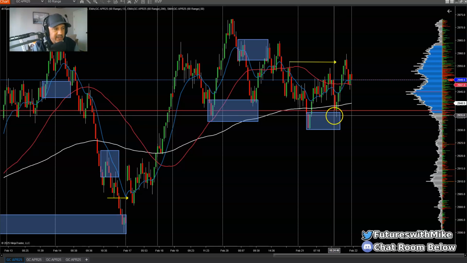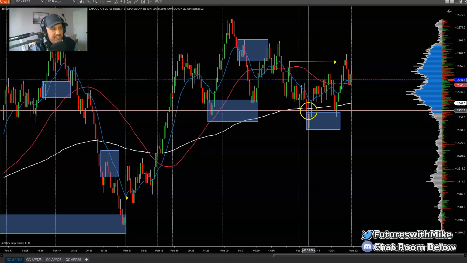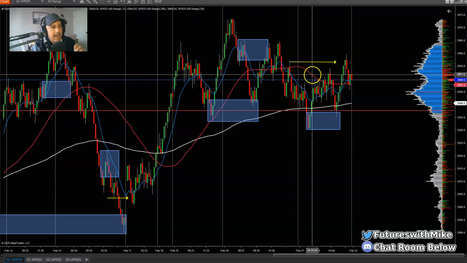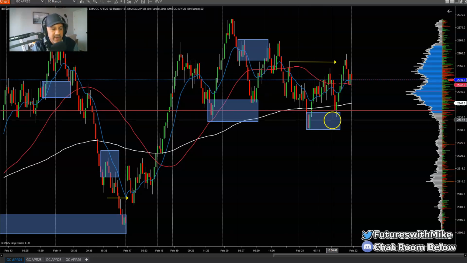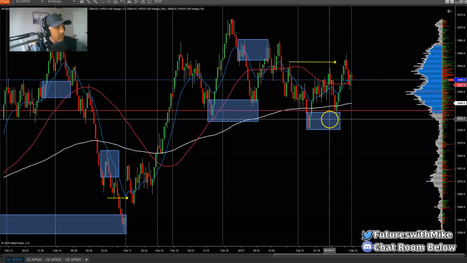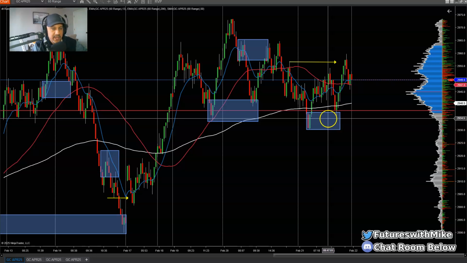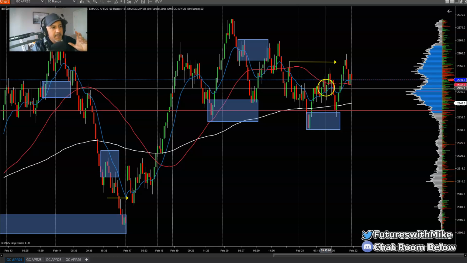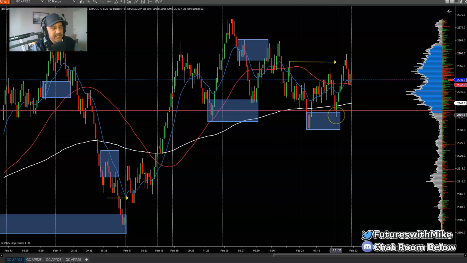We find it. If we get a high probability demand zone off the 60 range chart, like this one, I'm going to move down to my 12 range. If I said 24 range, I'm sorry, guys. On gold futures, I trade the 60 and the 12. Anyways, pulling back to this area on the 60 range, I move down to the 12 range chart, and I'll look for an opportunity to go long.